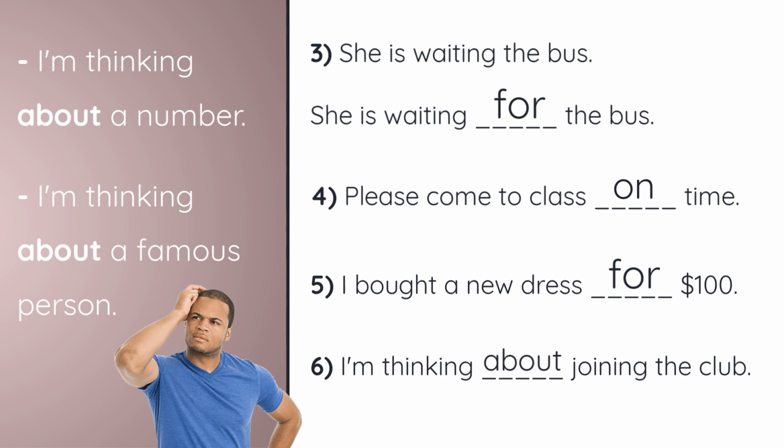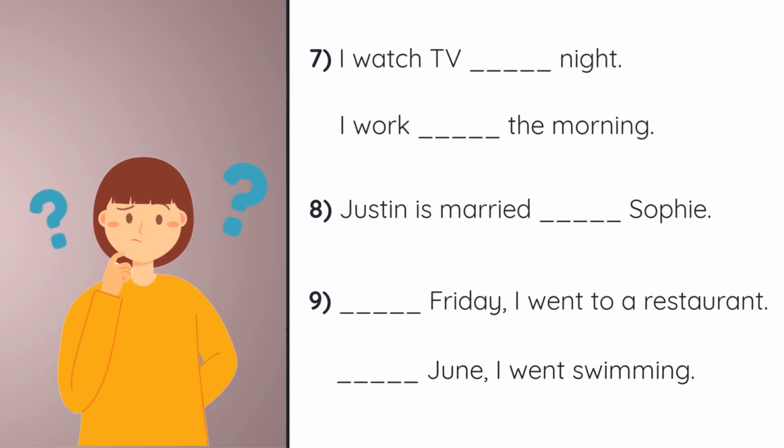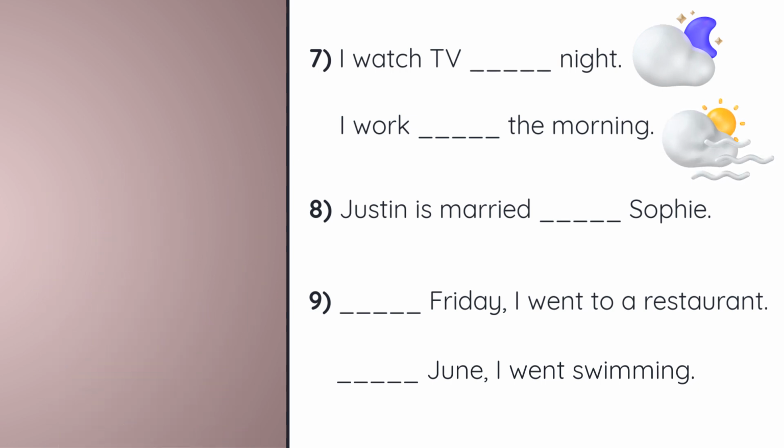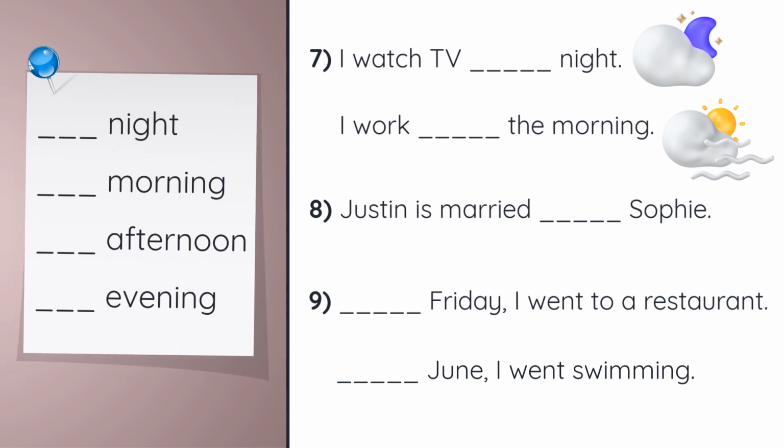So now let's look at a couple other common mistakes learners make when it comes to prepositions. English can be a very confusing language. You're going to see what I mean by this in a moment. Here is my example with the word night and the morning. When we are talking about time, when we are talking about night, morning, afternoon, evening, let's look at the prepositions we use. I watch TV, night.